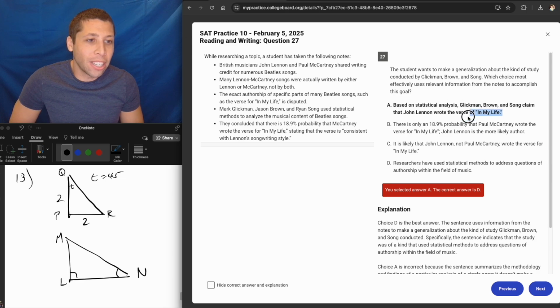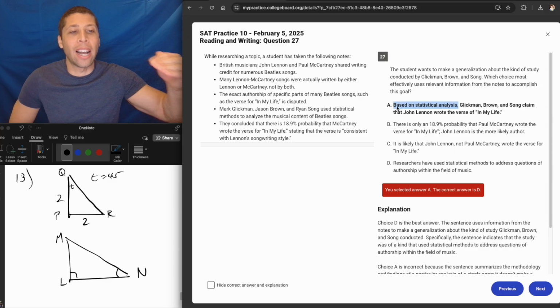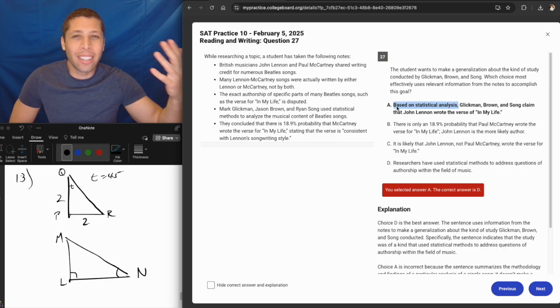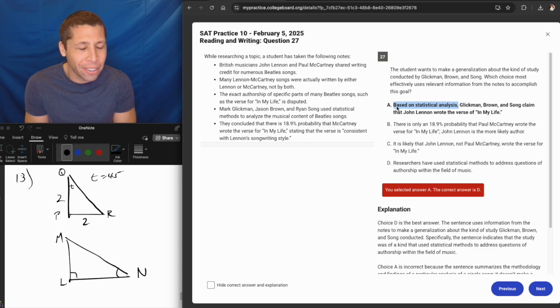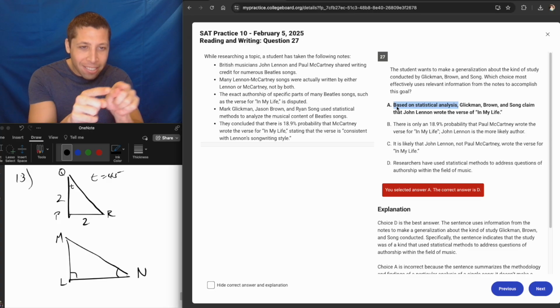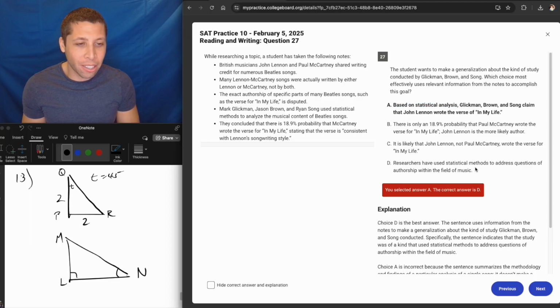I guess it's not a generalization because it's specifically talking about this one song. But to me, you're still making a generalization about the kind of study, right? Based on statistical analysis is about as general as you can get. That's not specifying what they did with the numbers, what the statistical analysis consisted of. So to me, that's the generalization, but they're saying the answer is D.